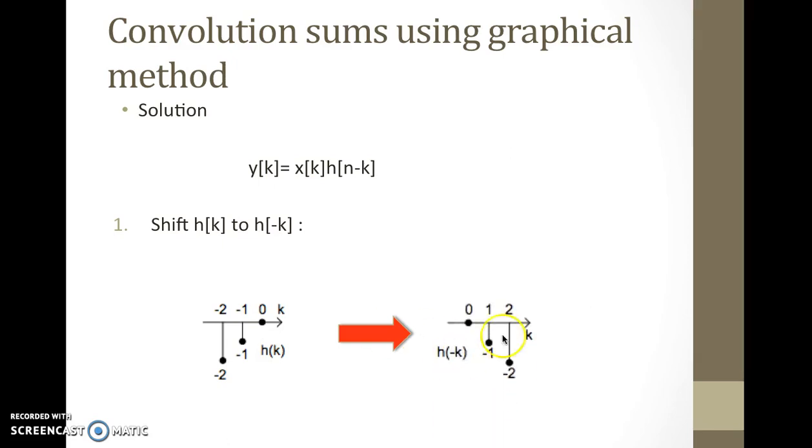So what is actually h[minus k]? This is the mirror image of h[k], if you flip it vertically. So it's 0, minus 1 and minus 2. If you flip it about this axis, it becomes 0, 1, 2. So this is h[minus k]. We're going to use this because from this equation it is h[n minus k].